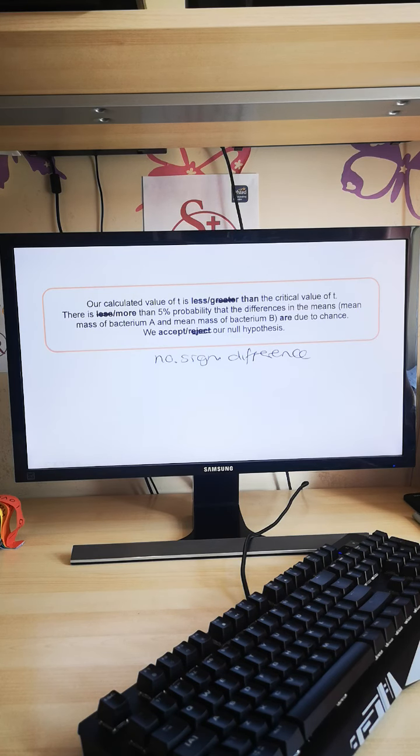Okay, so my calculated value then was less than the critical value. That means this time I'm going to say there's more than a 5% probability that the differences in the means are due to chance. So I'm going to accept the null hypothesis. There's no significant difference.